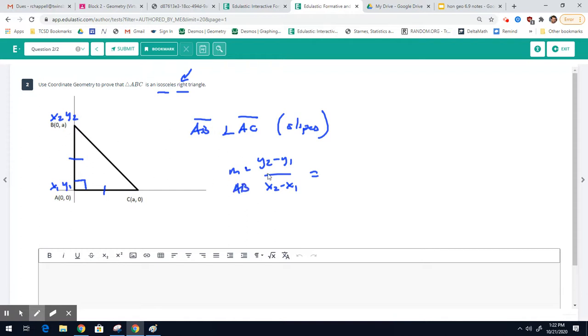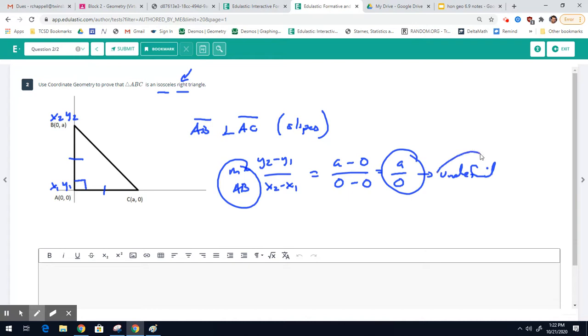So to find the slope of AB, I'm going to do y2, which is A, minus y1, which is 0, over x2, which is 0, minus x1, which is 0. So A minus 0 is A, 0 minus 0 is 0. Anytime 0 is in the denominator, this is an undefined slope. So what I need you to do is write down these things. So slope of AB, A over 0, which is undefined. So you'll see that down here.